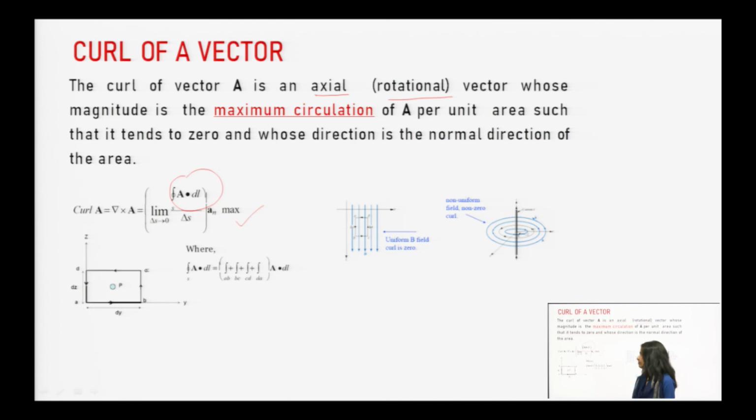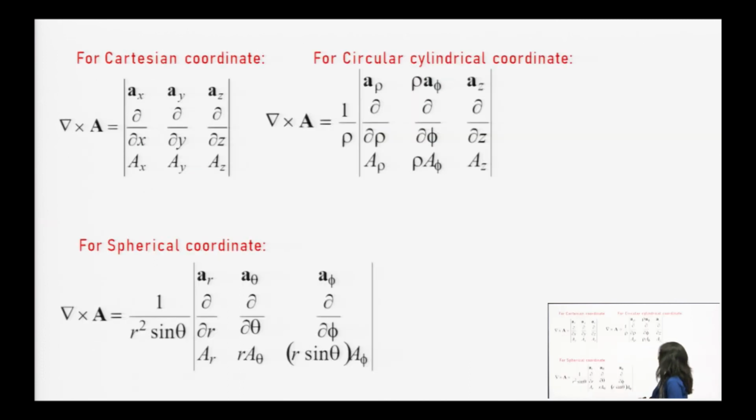Alternatively, we can find the value of the curl by simply doing the cross product of that vector with the del operator. Now here, if the field is uniform, it means that the curl is 0. Usually non-uniform fields have some value. Again, for all the 3 coordinate systems, we can apply these formulas to find the curl.